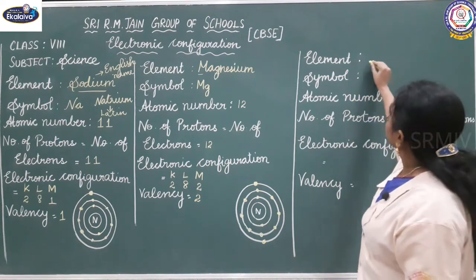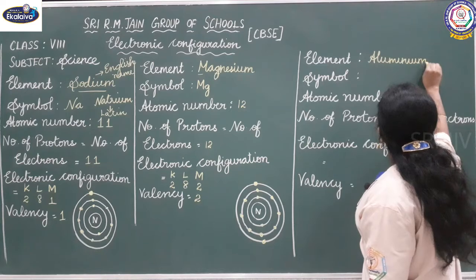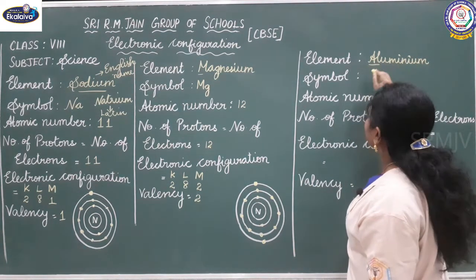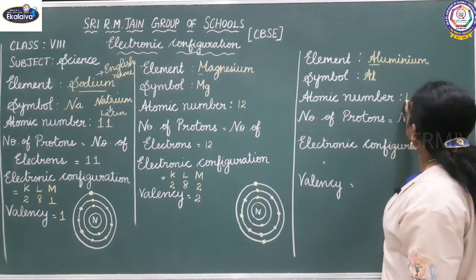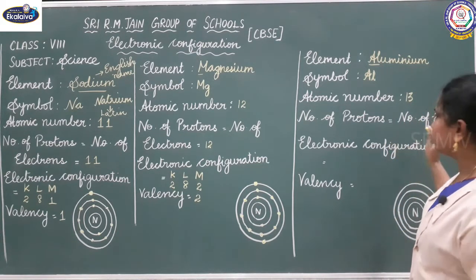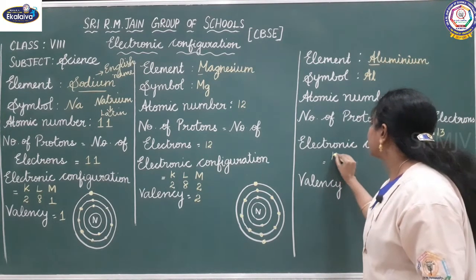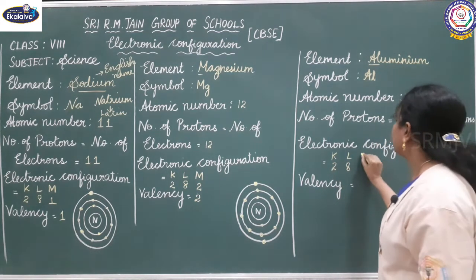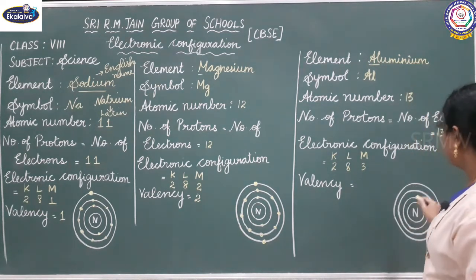Next element is aluminium. Symbol of aluminium is Al. Atomic number is 13. Number of protons, which is equal to number of electrons, is also 13. So, electronic configuration: K shell 2 electrons, L shell 8 electrons and M shell 3 electrons. So 2 plus 8 plus 3 is 13.